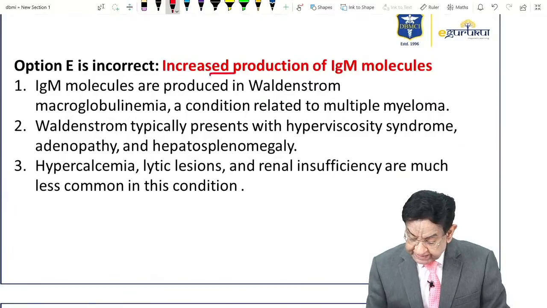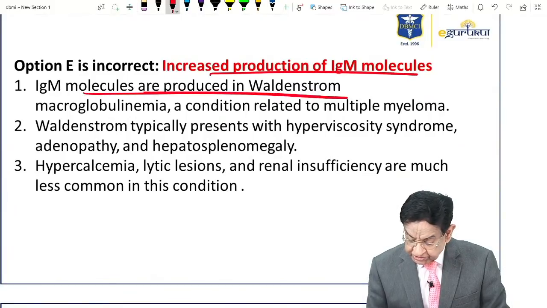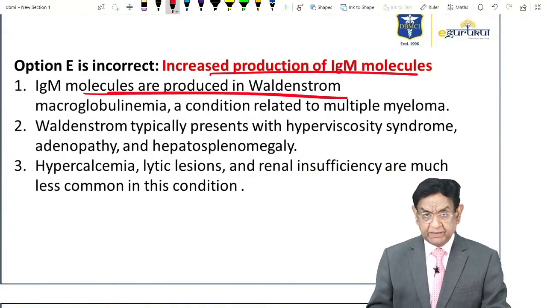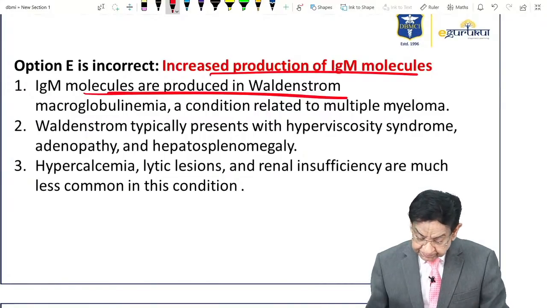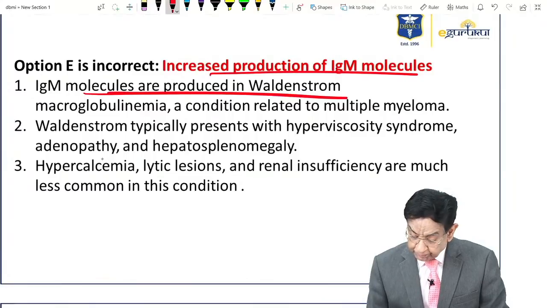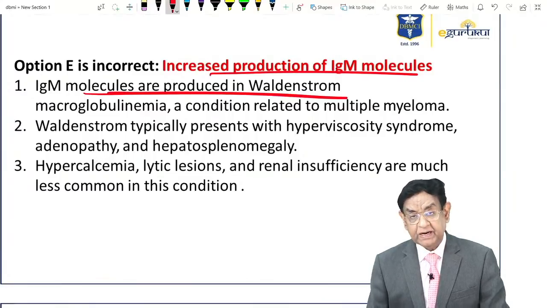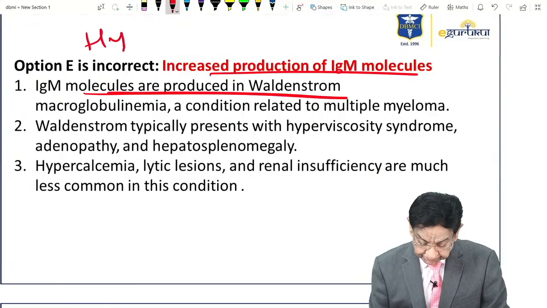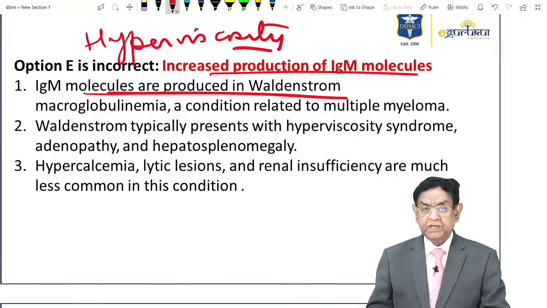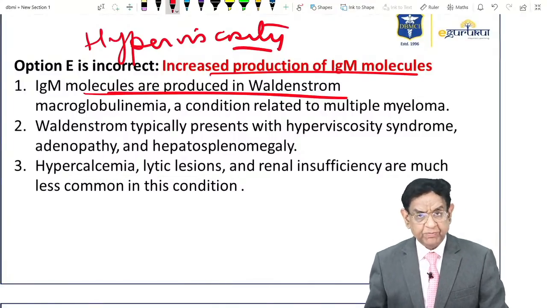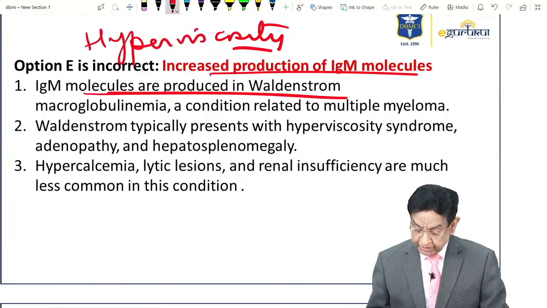Increased production of IgM, as I told you, occurs in Waldenstrom macroglobulinemia, and due to the high amount of IgM, these patients are prone to hyperviscosity. Okay, so this cannot be Waldenstrom macroglobulinemia.